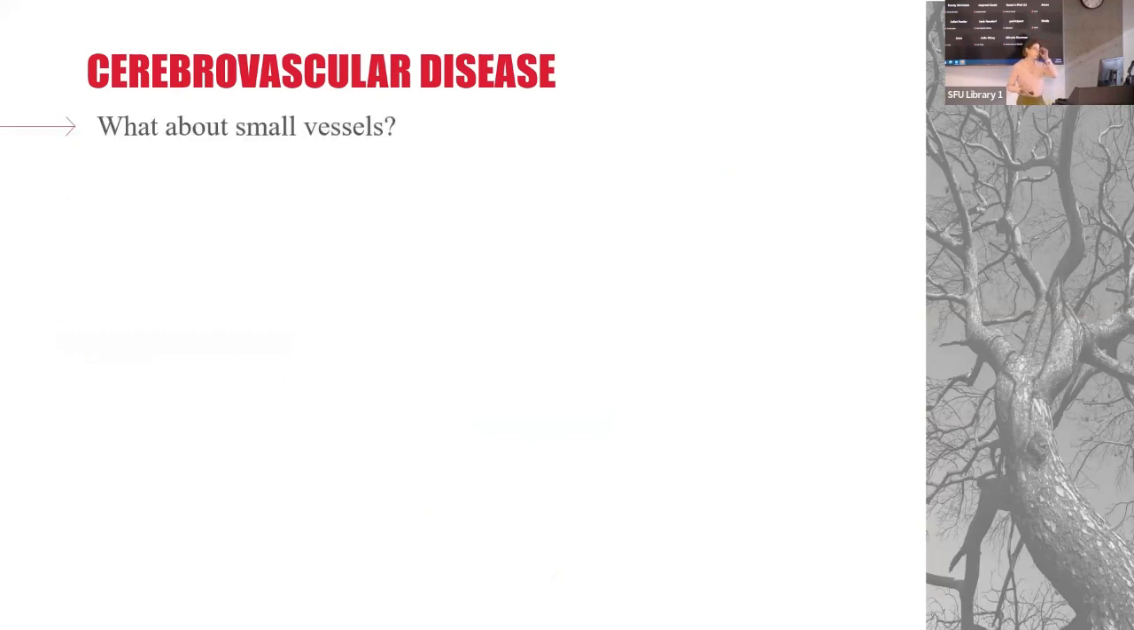Okay, so I introduced stroke as a large-ish vessel disease, and maybe you're wondering, what about small vessels? If not, I'm going to pose that question. Certainly there's many other subtypes of cerebrovascular disease that impact more of the small vasculature of the brain. And we can consider an umbrella term for these different pathologies called cerebral small vessel disease.